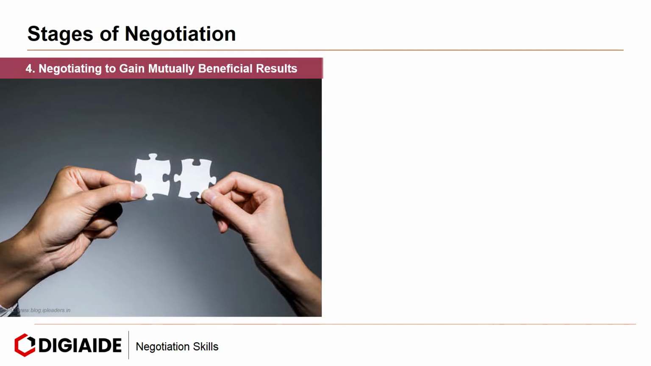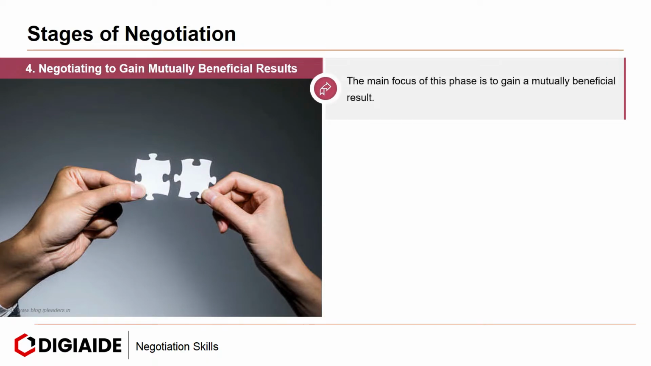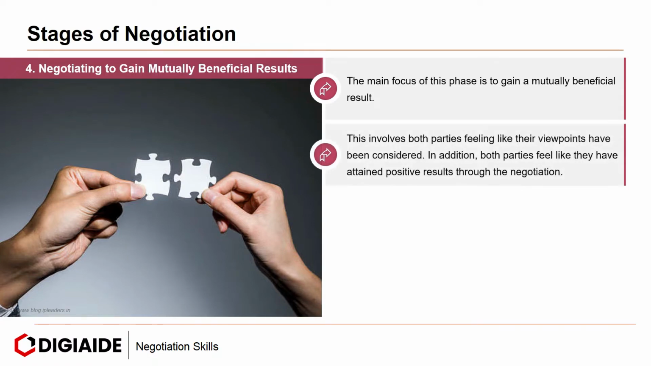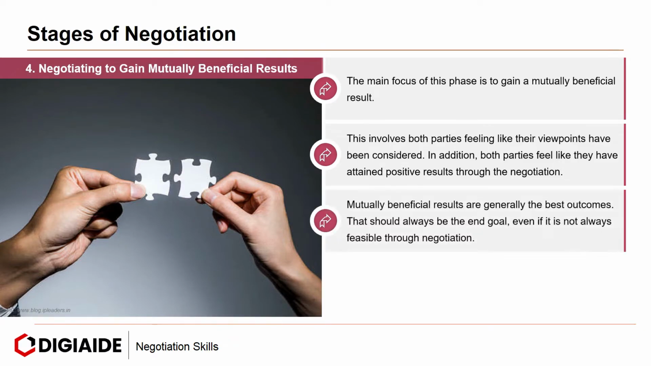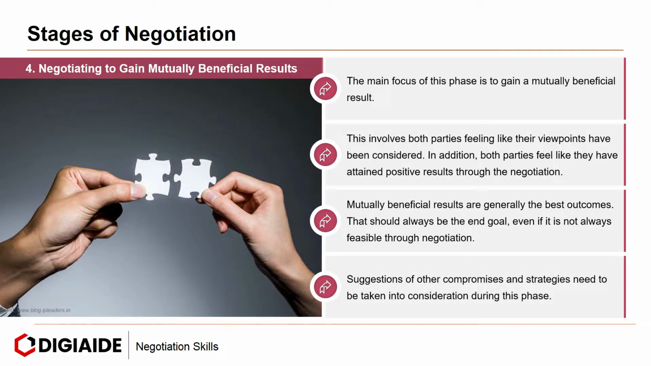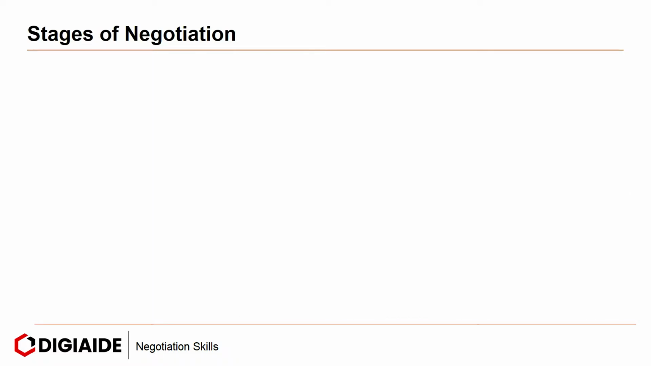Next, negotiating to gain mutually beneficial results. The main focus of this phase is to gain a mutually beneficial result. This involves both parties feeling like their viewpoints have been considered. In addition, both parties feel like they have attained positive results through the negotiation. Mutually beneficial results are generally the best outcomes. That should always be the end goal, even if it is not always feasible through negotiation. Suggestions of other compromises and strategies need to be taken into consideration during this phase.